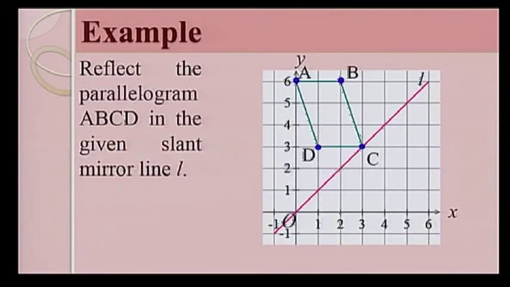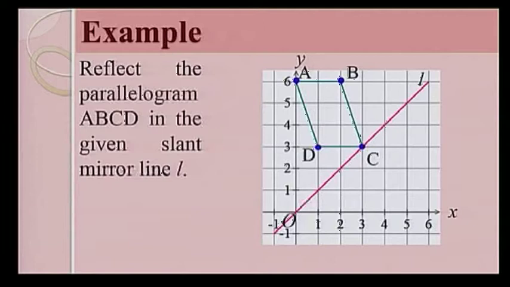Suppose that now you want to reflect the parallelogram ABCD in the given slant mirror line L. Okay, what can we see? Well, the point C lies on the mirror line. Thus, the point C will not move. What do we need to do then? Well, we just need to move the points A, B, and D, since C stays here. How do we do it?